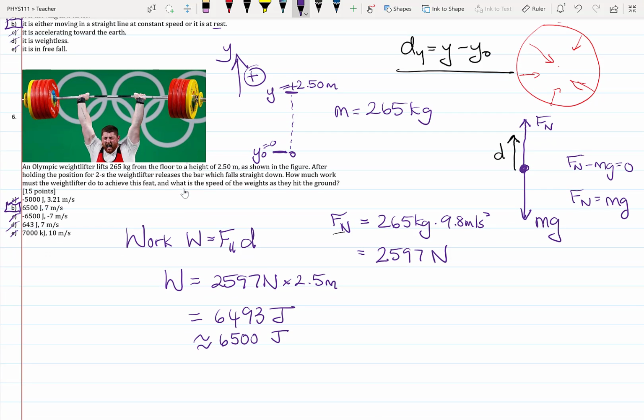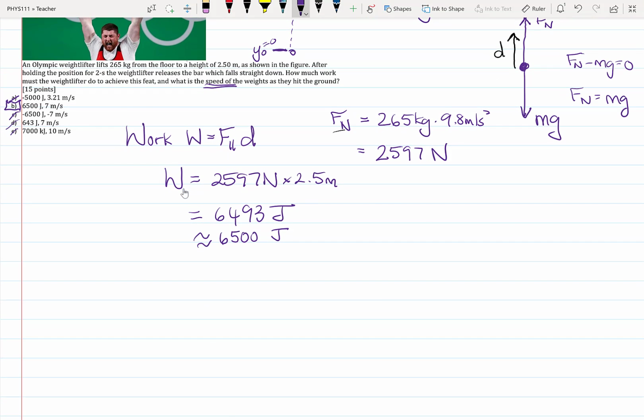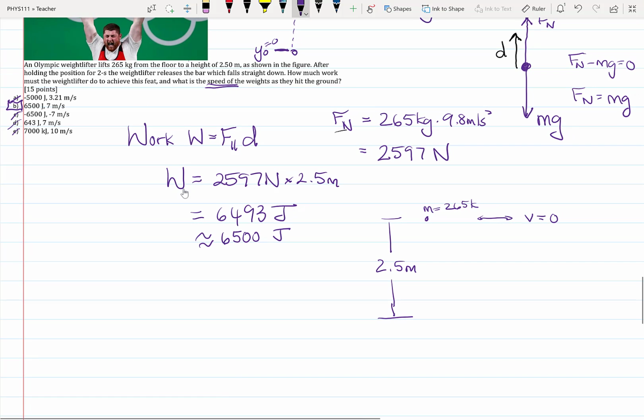But the question says as well, what is the speed of the weights as they hit the ground? Well, we're told it's 265 kilograms, and it's 2.5 meters above the ground. And when he holds it there stationary for 2 seconds, it's not moving at all. So it's got a velocity v equals 0. If he just steps out from underneath that, then the weights are just going to come crashing down, because in this case, the free body diagram, he steps out of the way. He's no longer pushing up, right? That force goes away. The only force acting on the weights is mg.